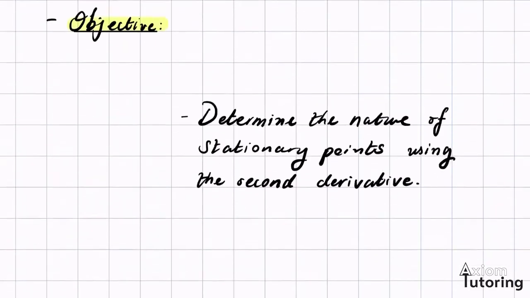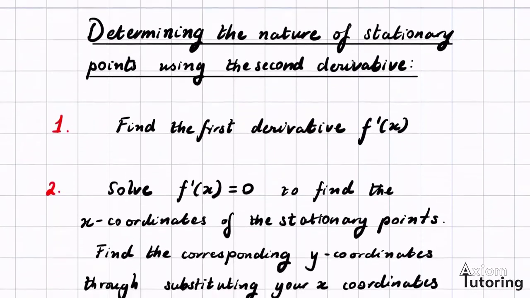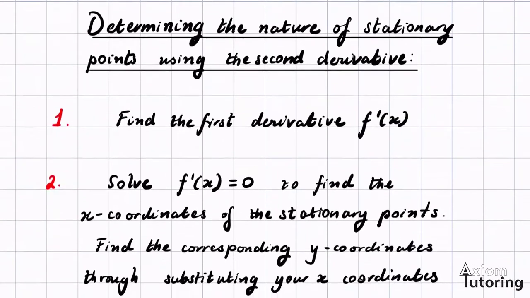Our objective here is to determine the nature of stationary points using the second derivative. In a previous video, we looked at determining the nature of stationary points using the first derivative, and we did that by looking at points on either side, just before and just after the stationary point, and seeing if the slope of the graph would change signs.